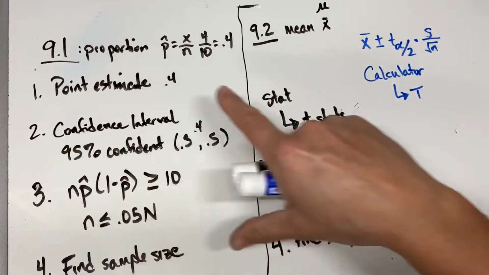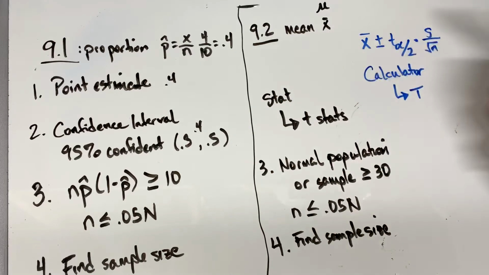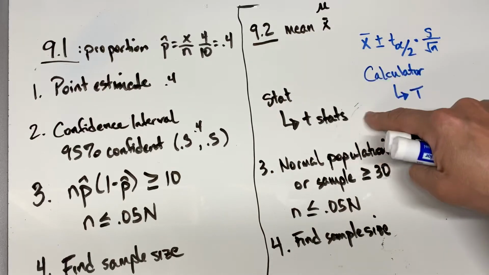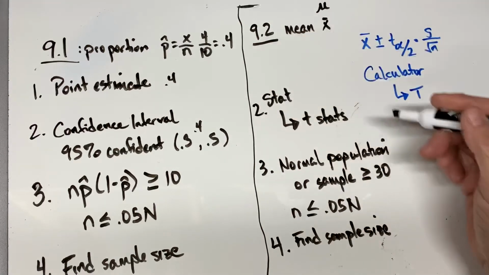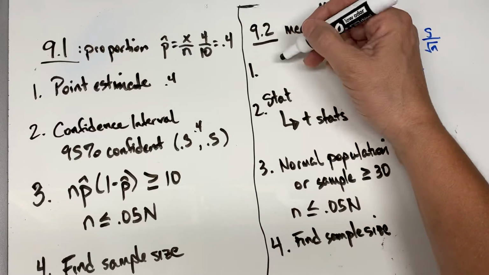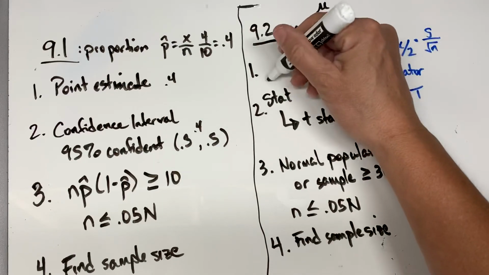9.2, same type of thing. We're just talking about means as opposed to proportions, right? Mean is like an average. So I'm still going to use StatCrunch to do my confidence interval. So maybe I should have put 2 here for that. My point estimate is a mean, right? So we're going to use mu as my point estimate.